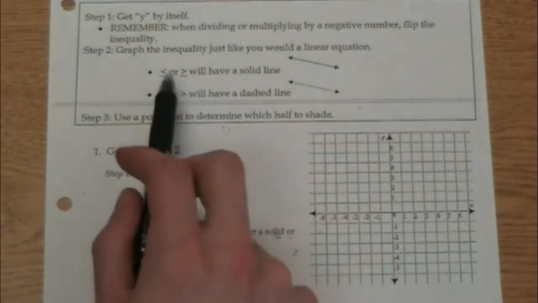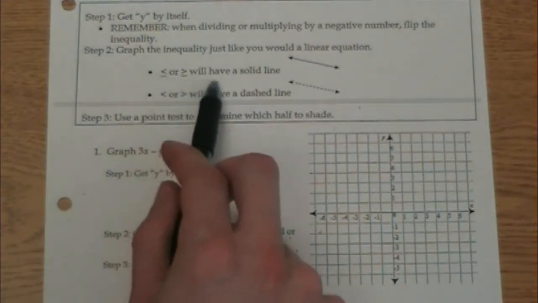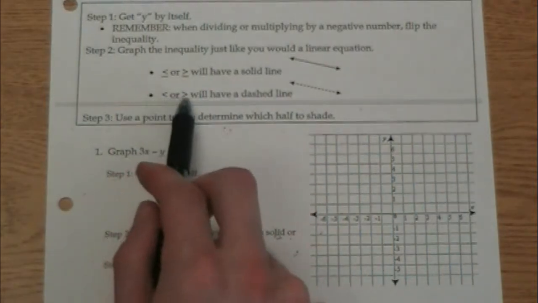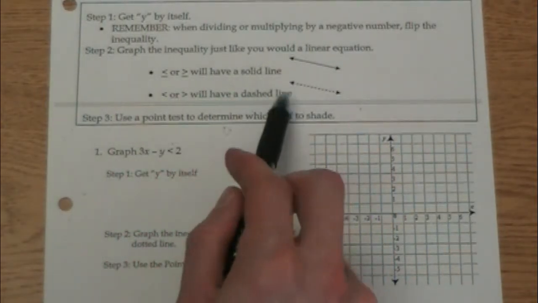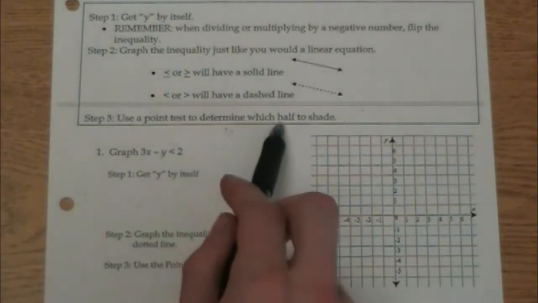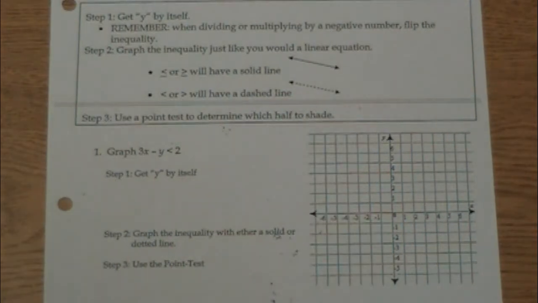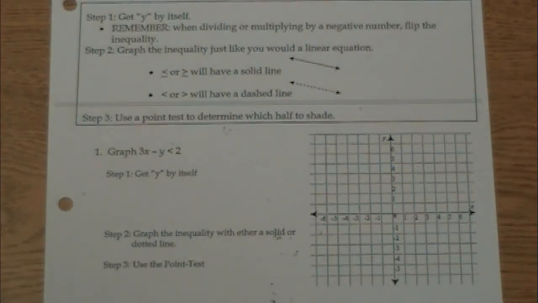And then we have some things to consider when it comes to inequalities. First, it starts with a solid line or a dashed line. And then step 3 is use a point test to determine which half to shade. Okay, so we're going to look at problem number 1.